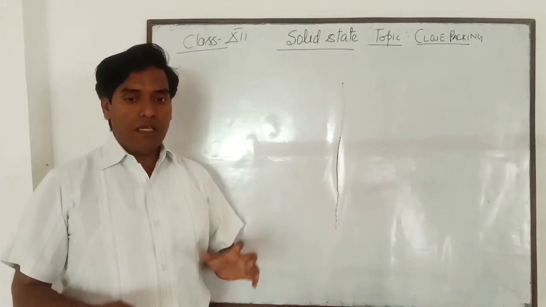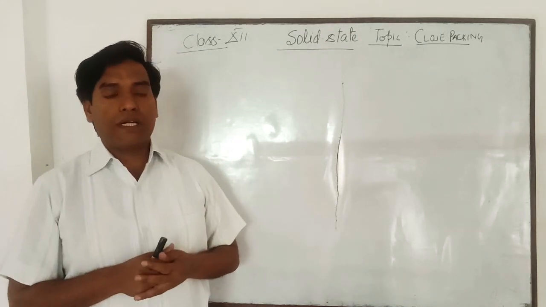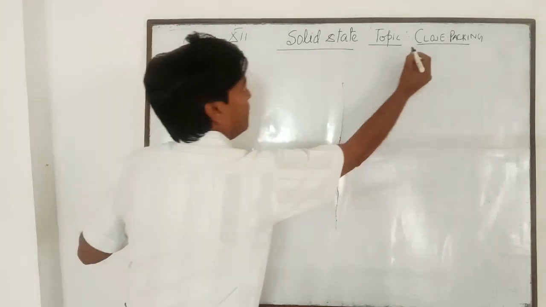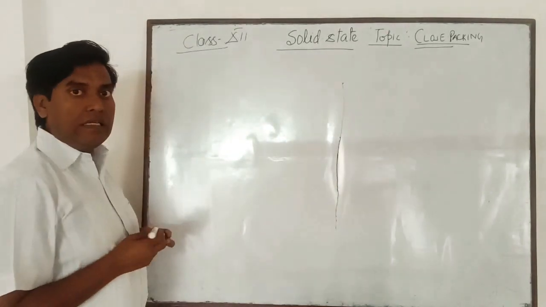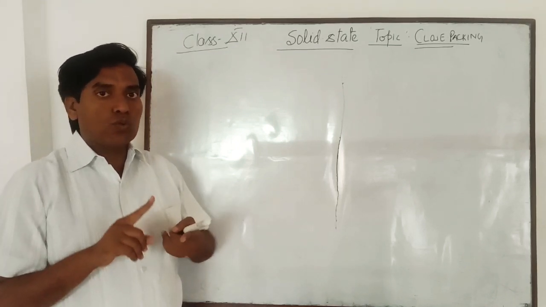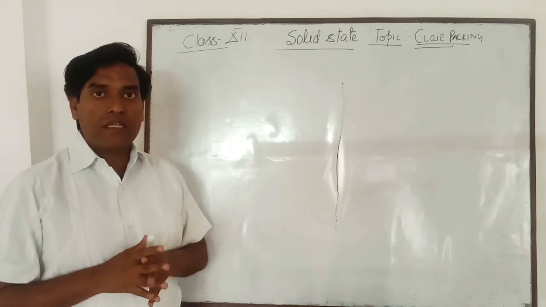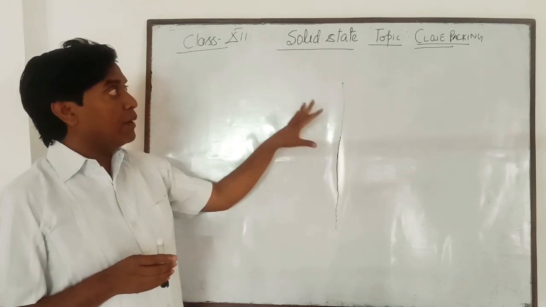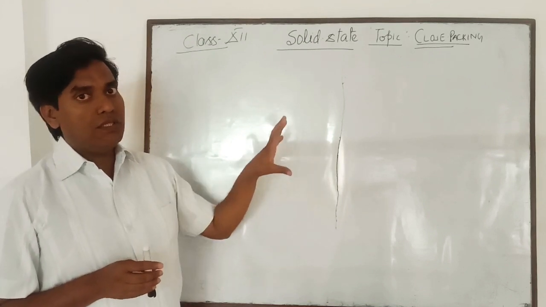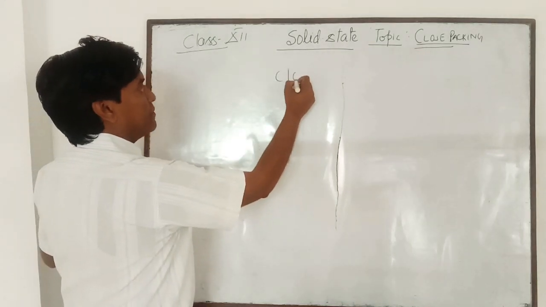Those packing in which a constituent particle touches another constituent particle is known as closed packing. But closed packing occurs in three ways: first in one dimension, then two dimensions, and then three dimensions. Today in this clip I am going to teach you about closed packing in one dimension and two dimensions. Clear?